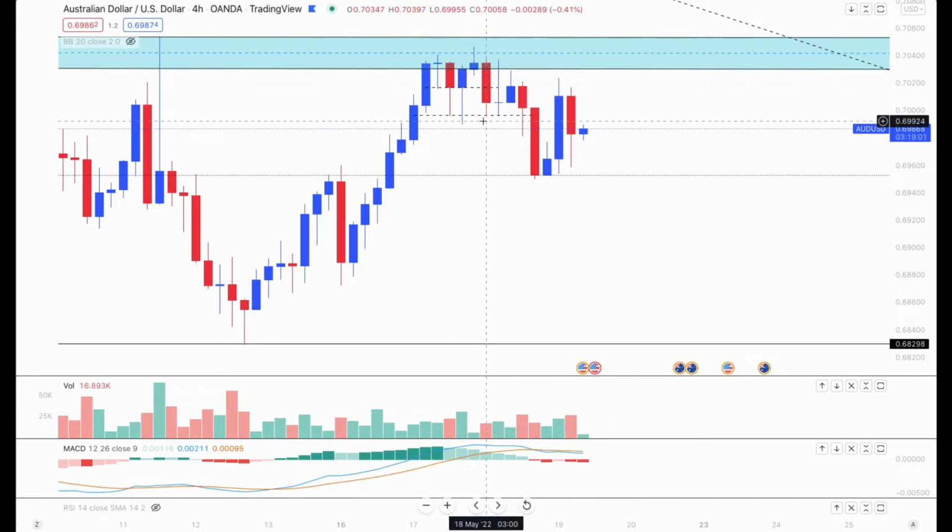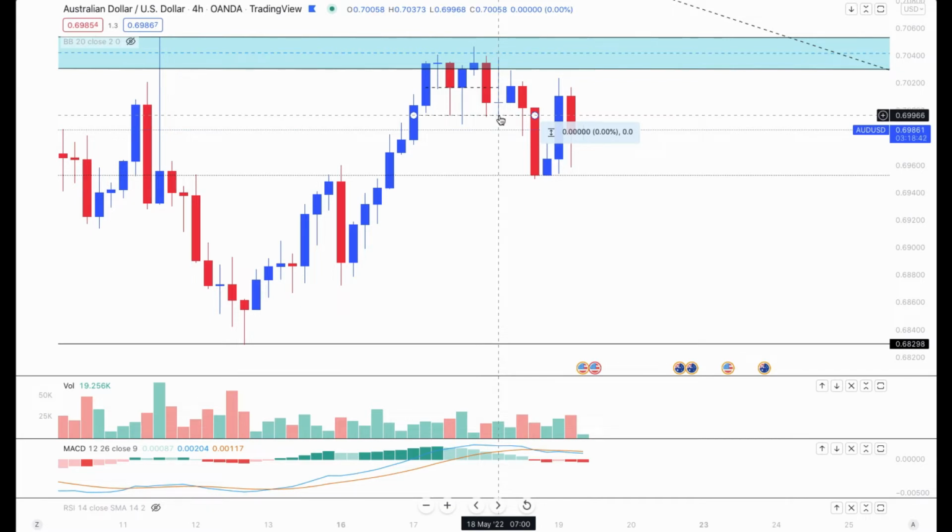Then we had the wicks themselves come back down and form a support. This candle right here wicked onto the support, this candle wicked onto the support, this candle wicked onto the support, and this candle wicked onto the support. This candle, an upside down doji, an upside down gravestone candle, whatever you want to call it, wicked onto the support.